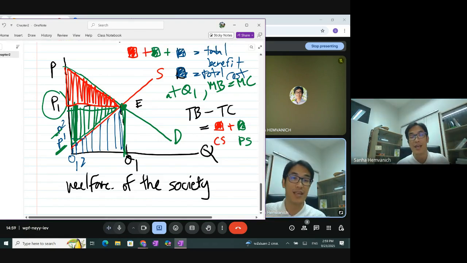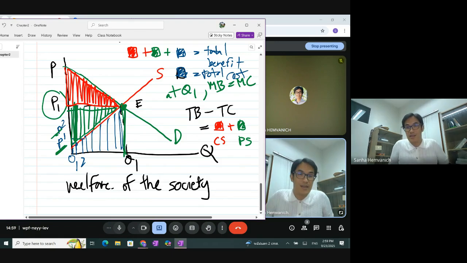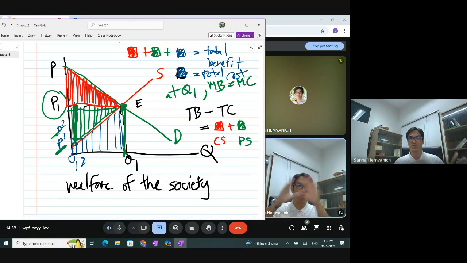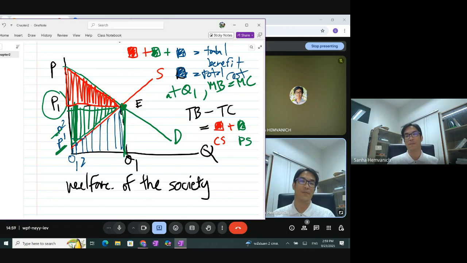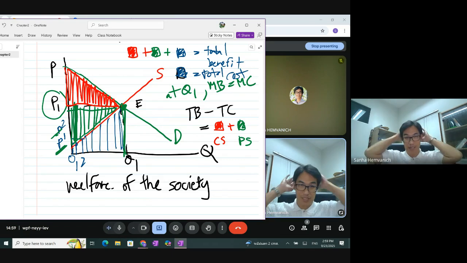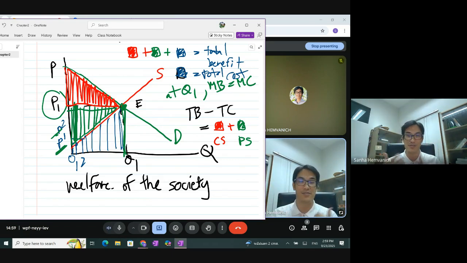So actually at Q1, in terms of the whole society, we have a positive benefit. And the positive benefit can be split into two: consumer surplus and producer surplus. Because this is the area that is higher than the cost that the society has to bear. Okay.